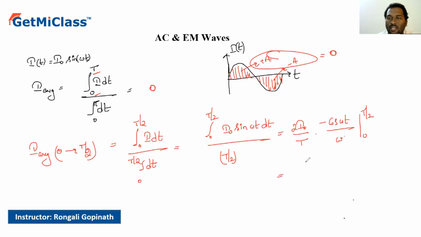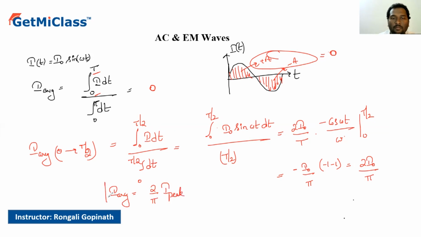So omega t is 2 pi. So 2 I naught by 2 pi is I naught by pi with a negative sign. Cos of omega t by 2 is minus 1. Minus cos 0 is 1, which is nothing but 2 I naught by pi. So we can say that the average current is nothing but 2 by pi times the peak current.